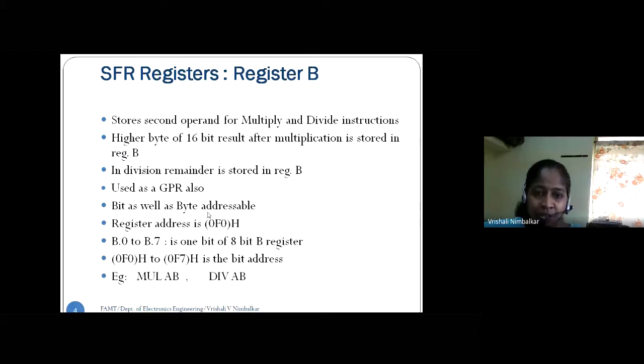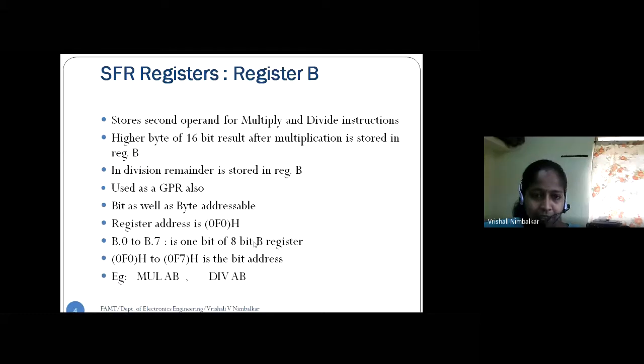It is bit as well as byte addressable. Correct? You can read and write 8-bit data or 1-bit data from register B. Its address is F0 hex. So if I write an instruction like here MUL AB, it indicates you are using 8-bit register B. But if you're using a bit register, then you should be writing B.0, B.1 and so on to B.7. These are the bits of register B.